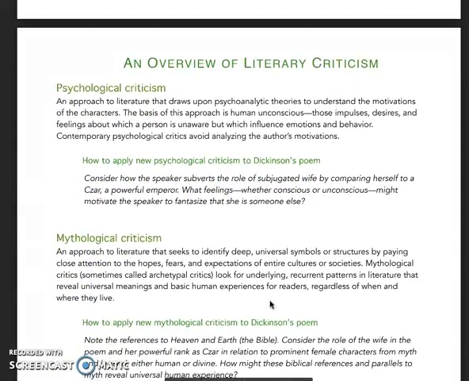Okay. Our next lens is psychological criticism. I think a lot of people are used to psychoanalyzing the characters. Prior to 1950, a lot of psychological criticism was actually psychoanalyzing the author of the text. But that's an approach that's not used in our day and age. We stay away from psychoanalyzing the authors, and rather we're psychoanalyzing the characters.